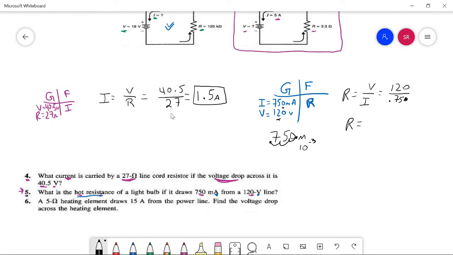So what's my resistance now? Well, work it out. Use your calculators. What did you guys get? I got 160 ohms. That was my resistance. What did you guys get? I hope you guys got the same thing. Okay, what I want you to do now is work on this guy right here. Number 6, right? Solve number 6 on your own. I'll give you guys a little bit of time to solve it and work it out.